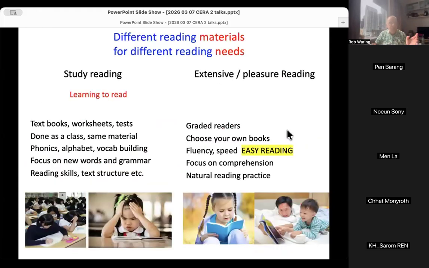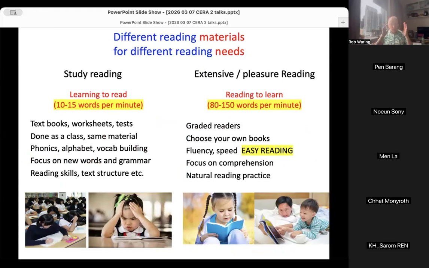So what we have here is two different types of material. We have the textbook type of material, and we have the pleasure reading, which is the extensive reading. So we're doing very different things here, two very different goals. The goal of the study reading is to learn new grammar and vocabulary. And as I said in the talk last time, somewhere between 85 to 90% of the time we teach reading, we do this type of reading here.